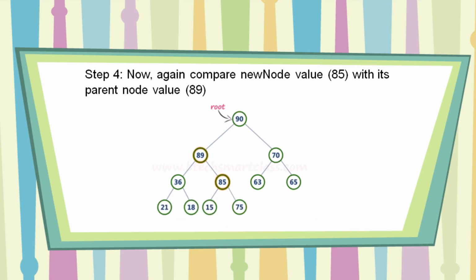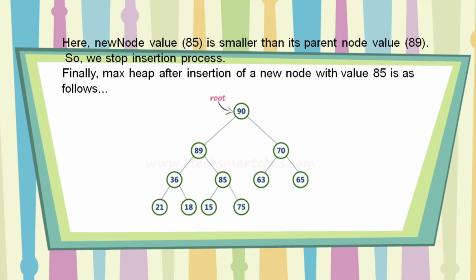75 and 85. Now again compare the new node 85 with its parent. Now the parent is 89. So 85 is less than 89. So here the new node 85 is smaller than its parent node 89. So we stop the insertion process. Finally, after inserting a new node 85, the heap structure is like this.